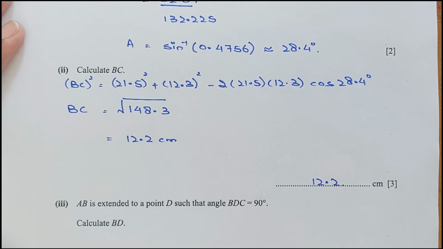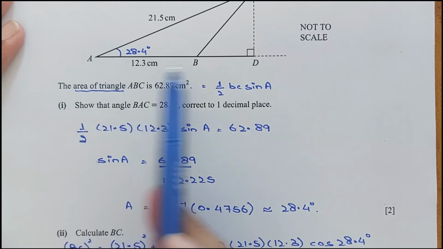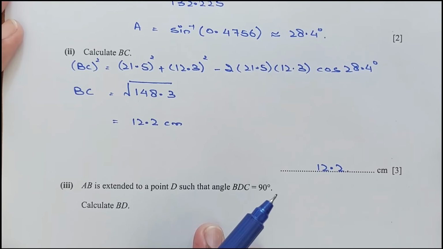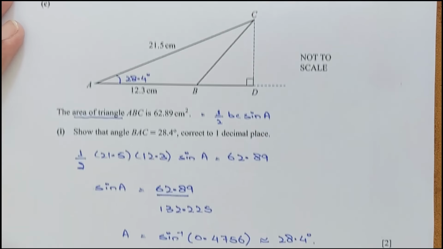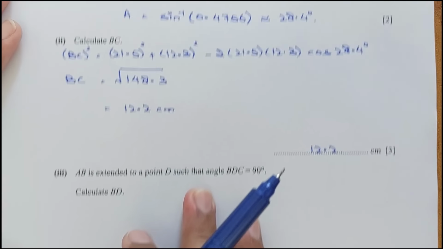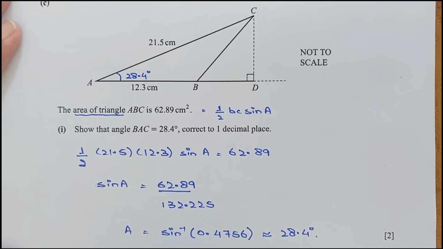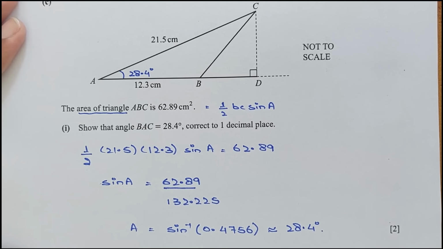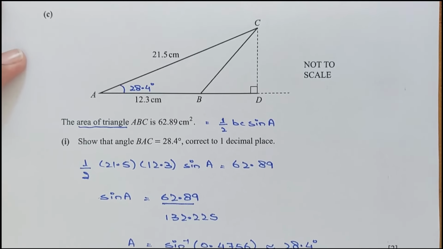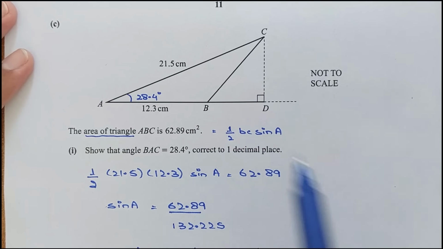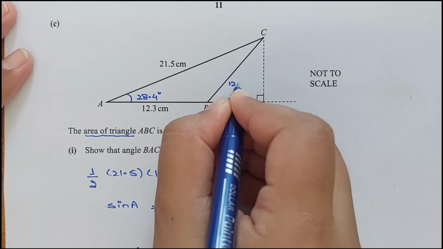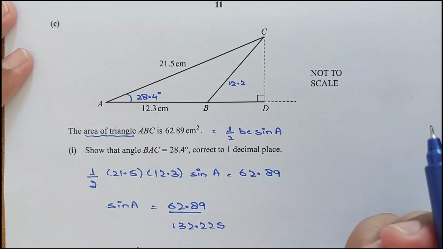Now for part 3, AB is extended to a point D. You can see this line AB is extended to the point D such that the angle BDC is 90 degrees. Calculate BD. What is the length BD? We have to calculate this. To get BD, we have two steps. We have BC, which is 12.2. We don't know CD.